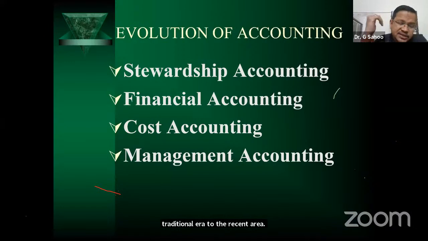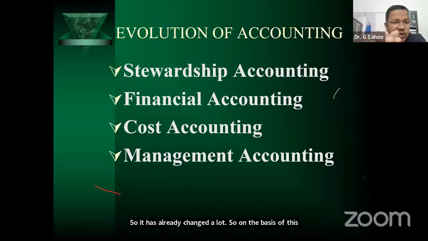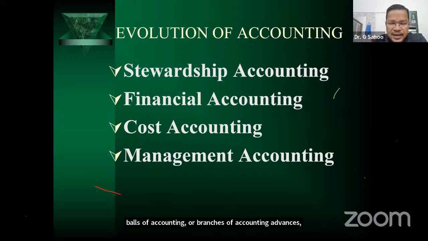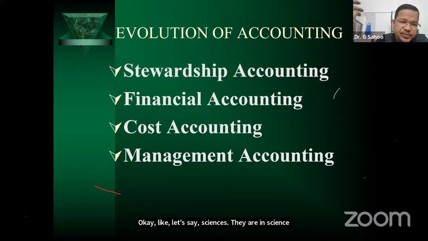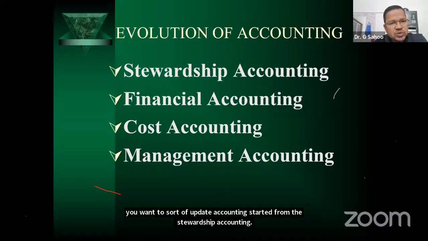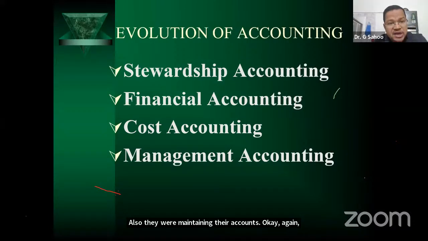On the basis of this evolution of accounting, you will see these last three: financial accounting, cost accounting, and management accounting. These 3 are subfields or branches of accounting. Like, let's say science is there. In science, there are physical science, chemical science, biological science, medical science, engineering science. These are the branches. So under accounting, financial accounting, cost accounting, and management accounting are the 3 popular branches, or subfields, of accounting. The evolution of accounting started from stewardship accounting. In old days, Mahajan Pratha and Saukar Pratha was there. At that point of time, they were also maintaining their books of accounts. Again, another subfield of accounting also emerged, like financial accounting.